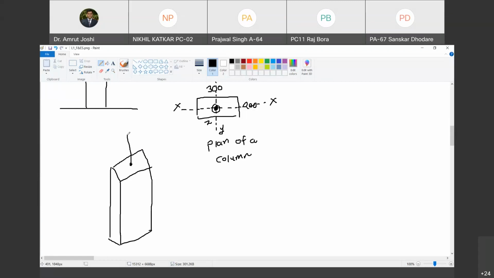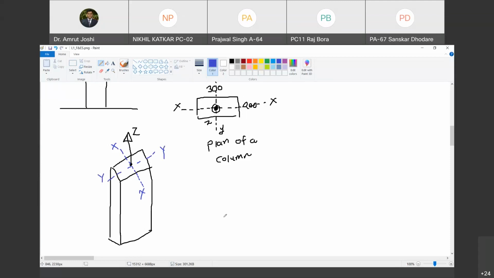This axis is the Z axis. Then the axis that bisects the depth, or greater dimension, is X, and the axis that bisects the smaller dimension, I am going to call this axis Y.